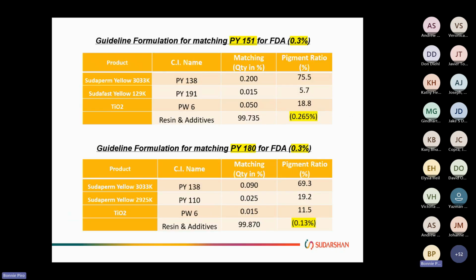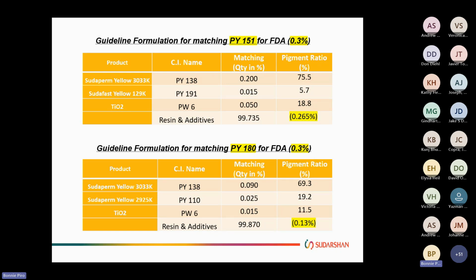So here are two examples where we're trying to achieve the Pigment Yellow 151 and the Yellow 180 space, but still maintain FDA compliance. And so what we see here is the Yellow 138 in combination with other organic pigments do provide that color space as well as the FDA.